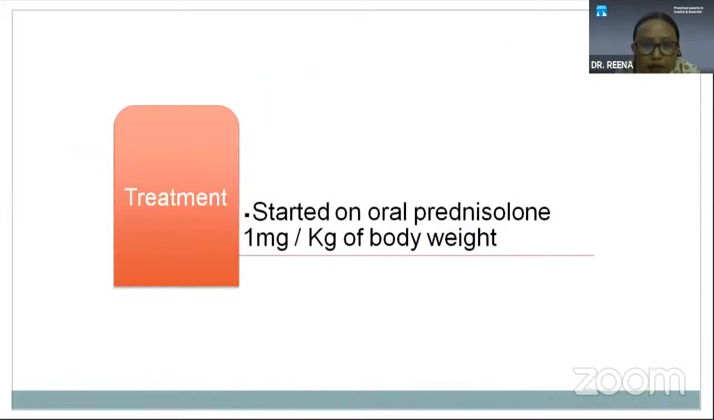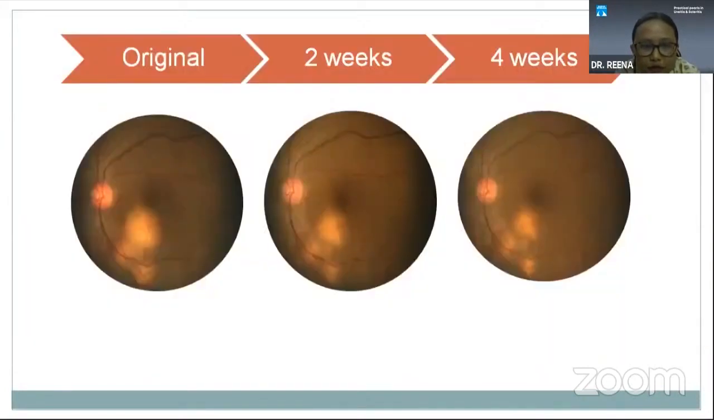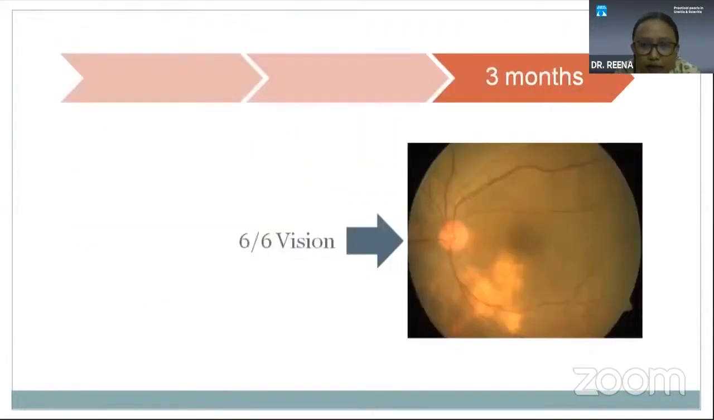The provisional diagnosis of sarcoidosis was made, and the patient was started on oral prednisolone 1 milligram per kg body weight. On follow-up ultrasound, we see that there was flattening of the choroidal nodule, and by 4 weeks there was a decrease in the size of the choroidal nodule, and by 3 months the patient had regained his 6/6 vision in the left eye.